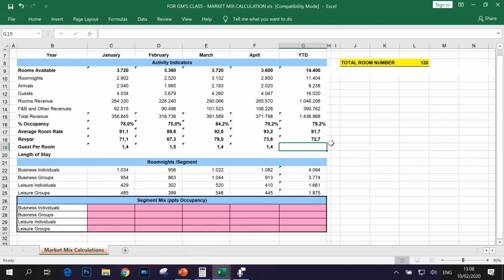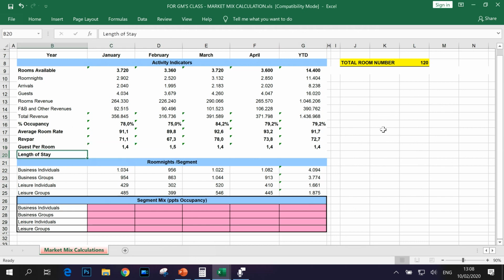So YTD wise, the total number of guests who stayed with us is 16,020 guests so far from January until April, divided by total rooms sold so far this year, 11,404. That gives us 1.4. So at this hotel we usually have around 1.4 people staying in each room sold.